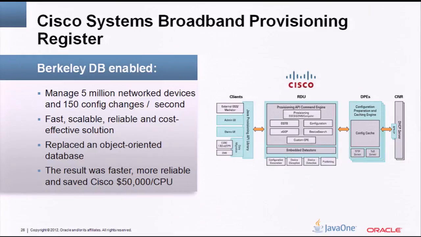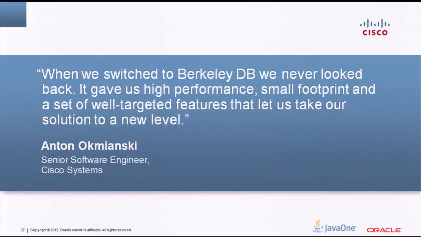This is a similar use case from Cisco. You've probably heard the old adage about the trade-off for any development project. You can have fast, good, or cheap. Pick any two. Actually, as it happens, sometimes you can have all three, as it was with this case. Cisco replaced an object-oriented database with Berkeley DB. We ended up being faster than the original solution, more scalable, and actually cheaper in the long run as well. Here's a quote from the Cisco engineer to that effect.